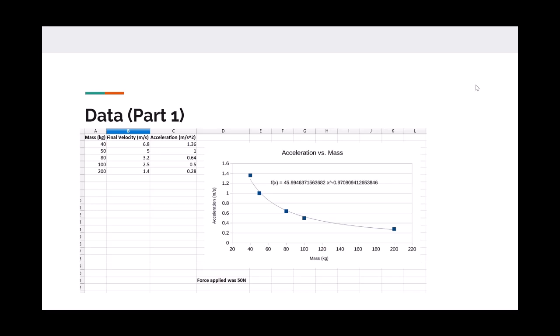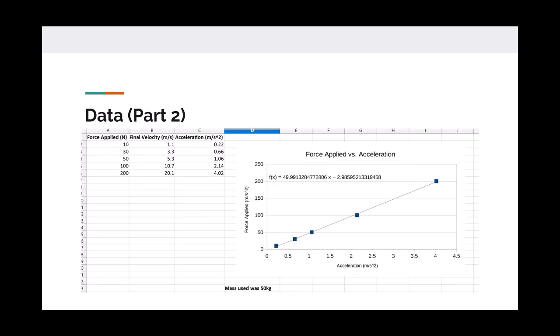Here is the data for part 1 of the simulation. We can see that the trend line is an exponential graph with the equation of approximately 49.99x to the power of negative 0.97, where x to the negative 0.97 is approximately x to the negative 1, which is approximately 49.99 over x. Here in this equation, f of x is the acceleration and x is the mass.